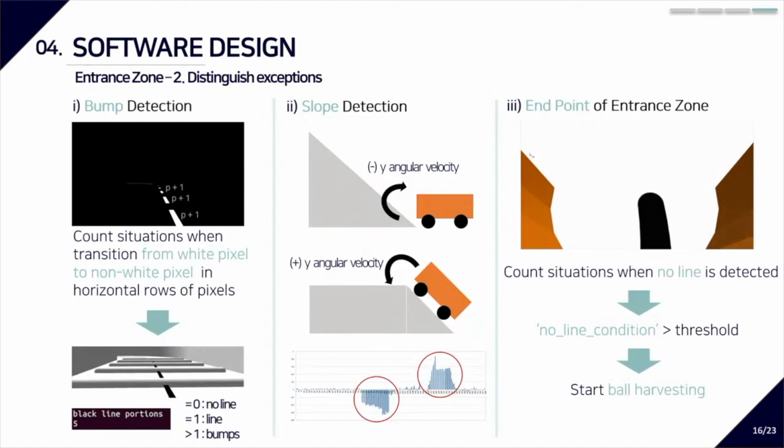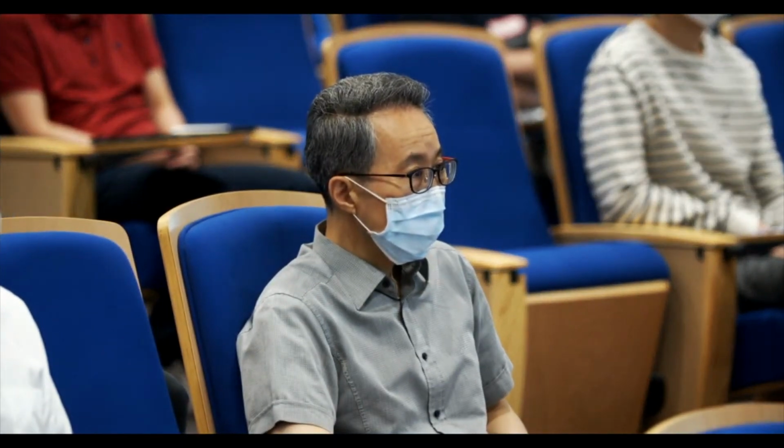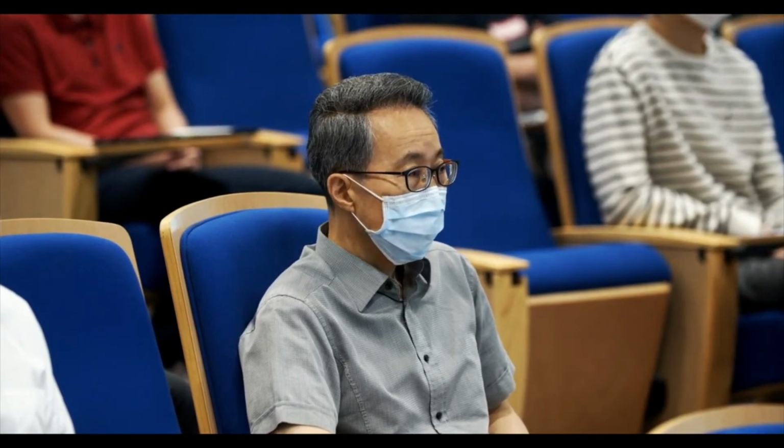In the entrance zone, there are 3 exceptional cases. First is the bump. As you can see here, there is no white line on the bump. So this is the characteristic of the bump situation. A transition from white pixel to non-white pixel happens at the bump. So we count these numbers, and if it is over 1, we conclude that the robot is on the bumps. So we modify the motor input.